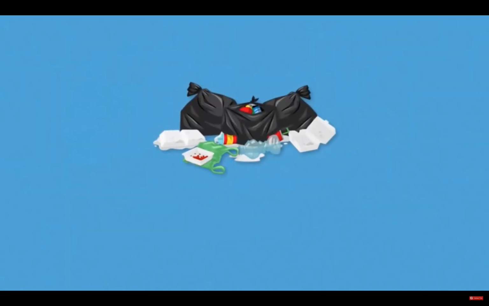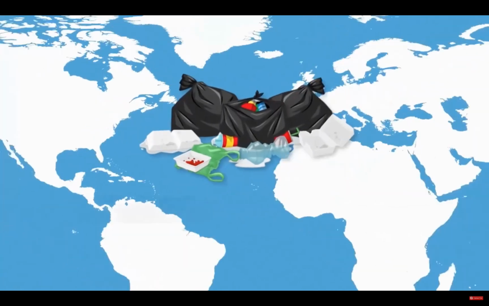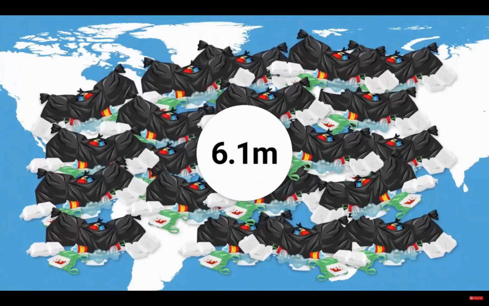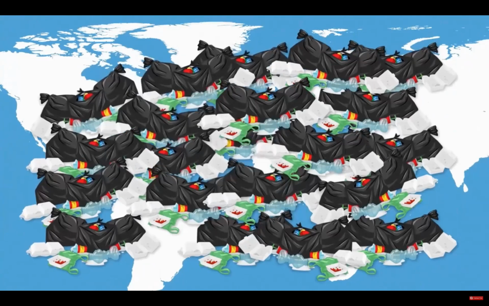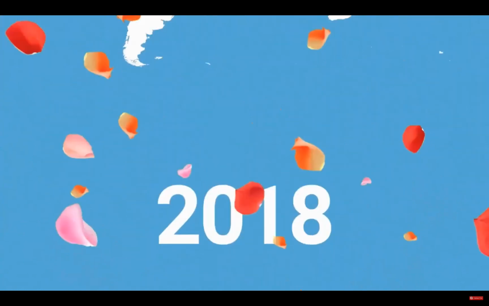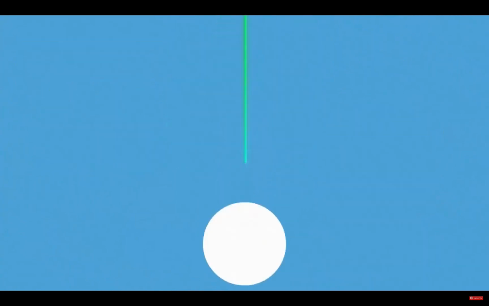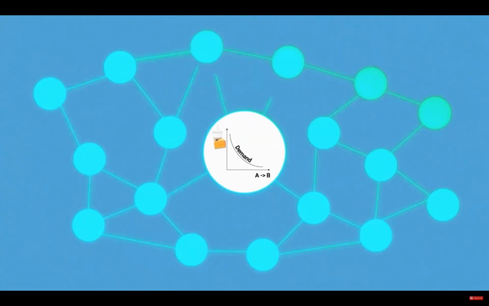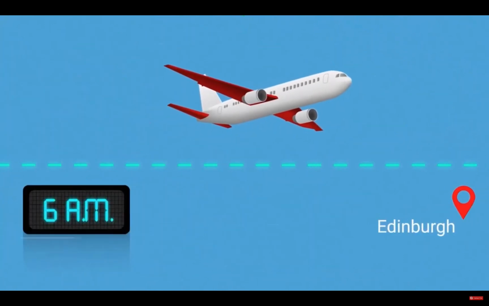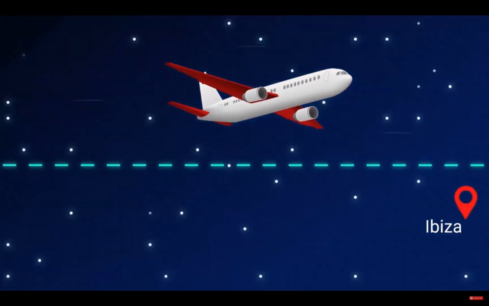Cabin waste is a serious environmental issue. In 2018, airlines generated 6.1 million tons of waste, most of which was incinerated or moved to a landfill. In spring 2018, EasyJet CEO Joan Lundgren tasked the data science team to analyze the demand for food items depending on a route. The team learned that demand for items on a 6 a.m. flight to Edinburgh is very different from that of a Friday night flight to Ibiza.